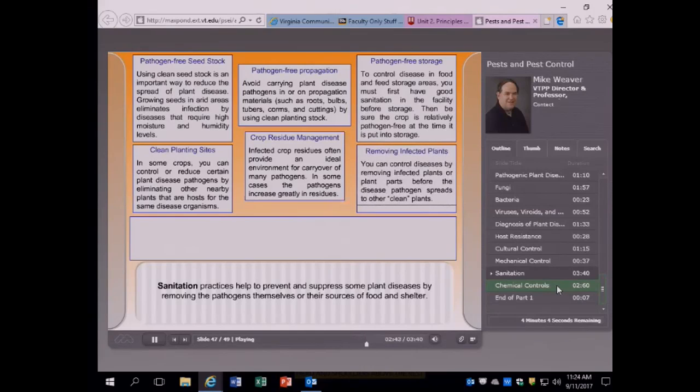Removing infected plants. You often can control diseases by systematically removing infected plants or plant parts before the disease pathogen spreads to other clean plants. This method is especially important for control of some viral and mycoplasma pathogens for which no other controls are available.